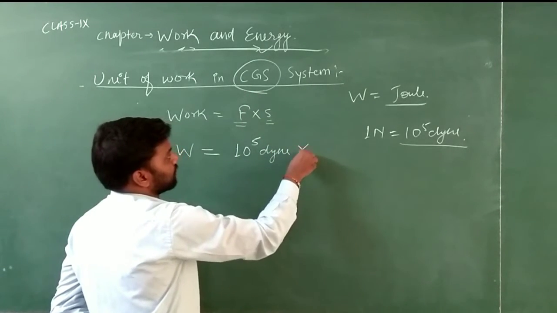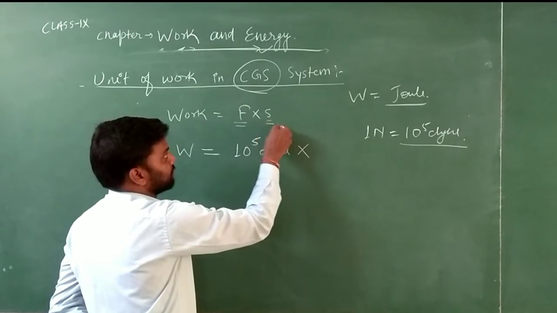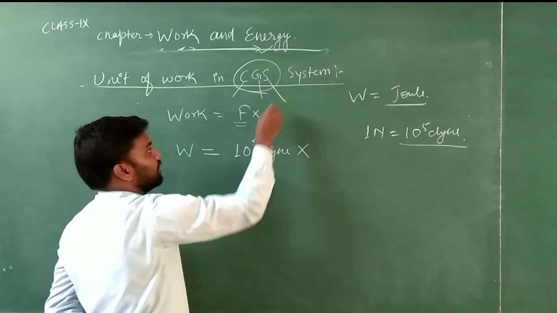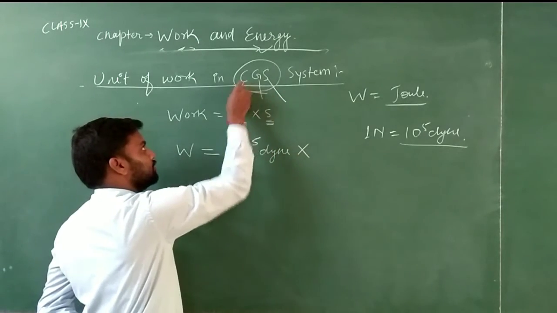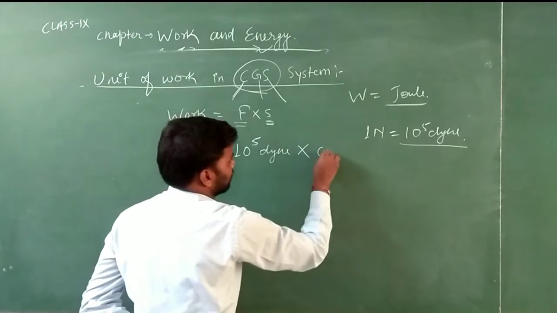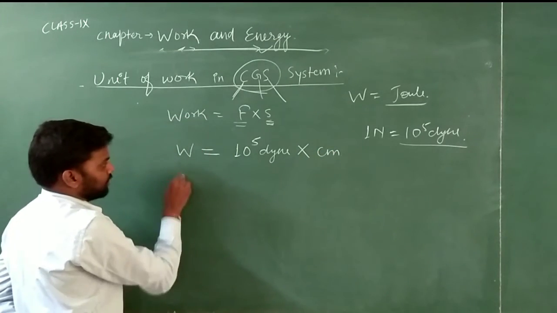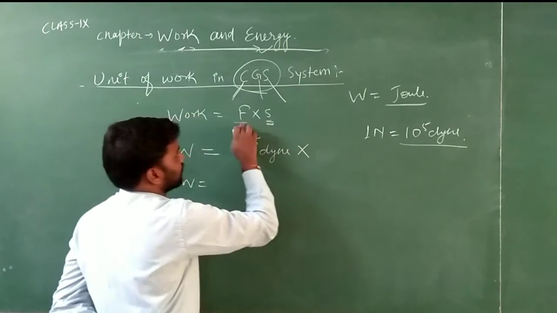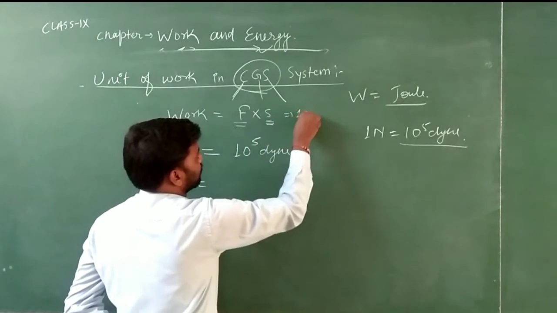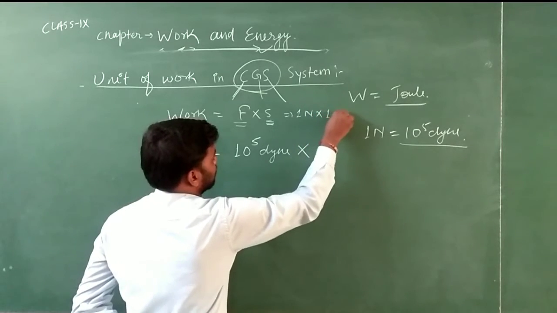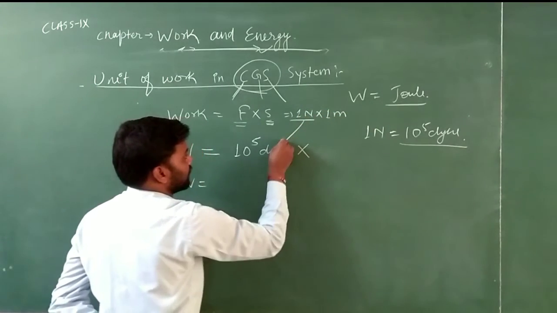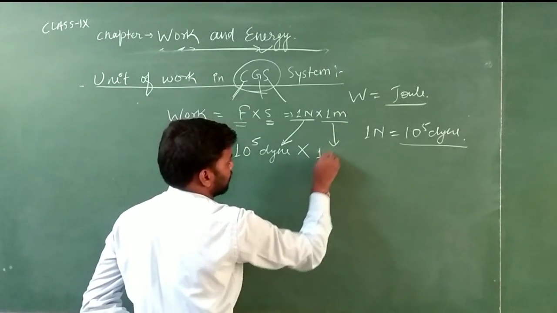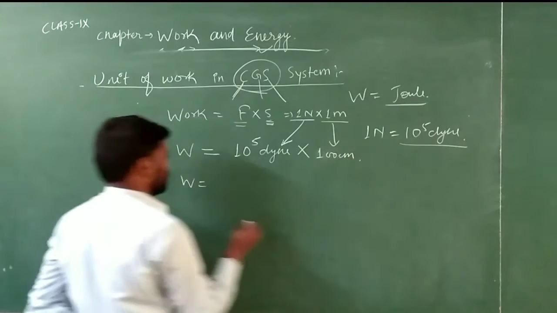But what will be the value of displacement in CGS? We know that centimeter gram second. And if it is a kind of distance, so we will use here centimeter. It will be centimeter here. Okay. But we need to see here that we are using here 1 Newton force and 1 meter displacement. So 1 Newton force will be equal to 10 to the power 5 dyne and 1 meter displacement will be equal to 100 centimeter. Okay, students.